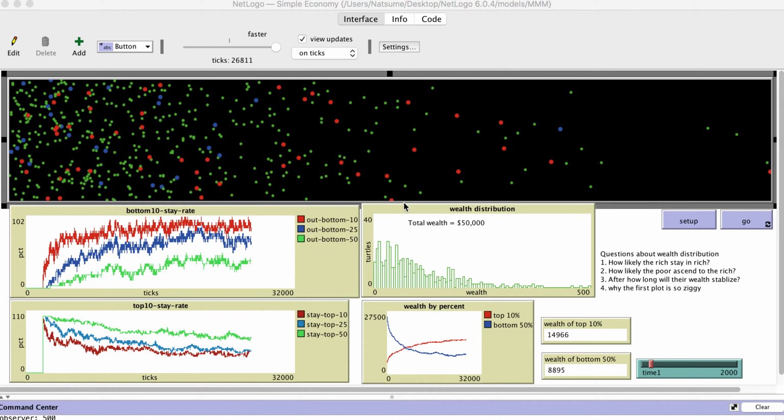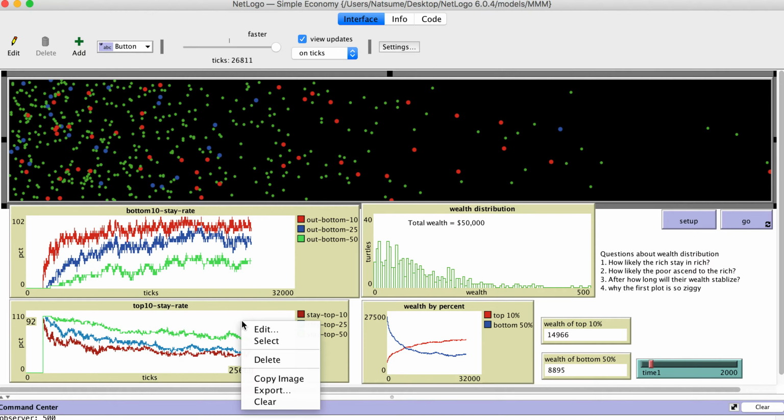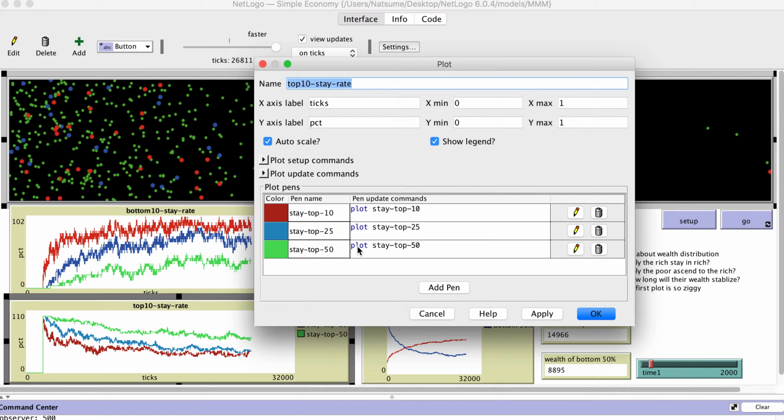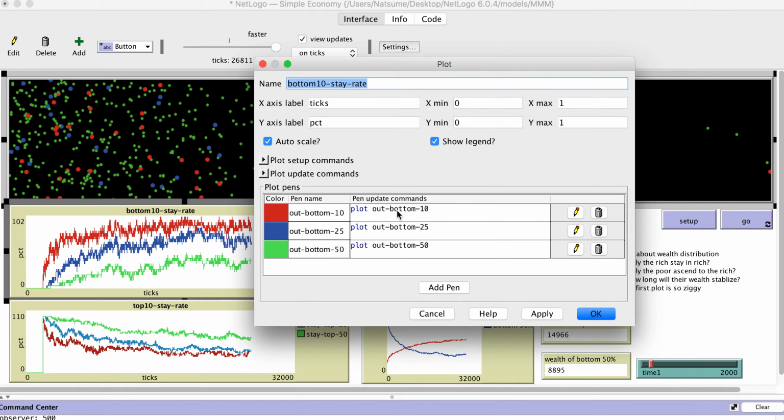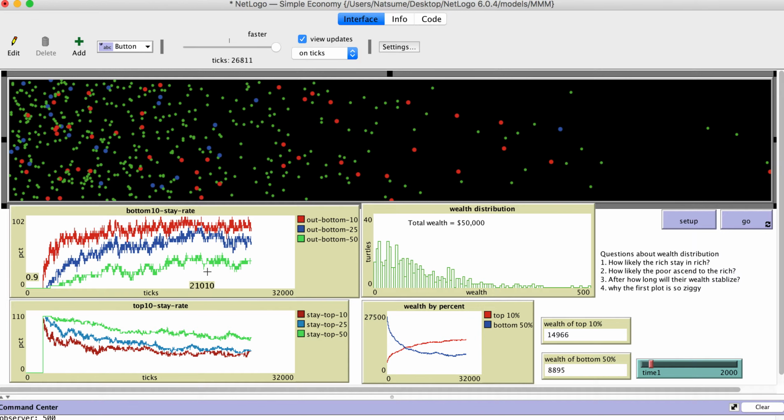As we already know how to plot multiple lines onto the same graph, these two graphs are easy to plot, because basically the function we're going to use is plot, and then we just need another three values. So the remaining question is, how did we create such values? Stay top 10, stay top 25, stay top 50. And this just plots different numbers out of bottom 10, out of bottom 25, out of bottom 50. So the essence of these two graphs is the same.